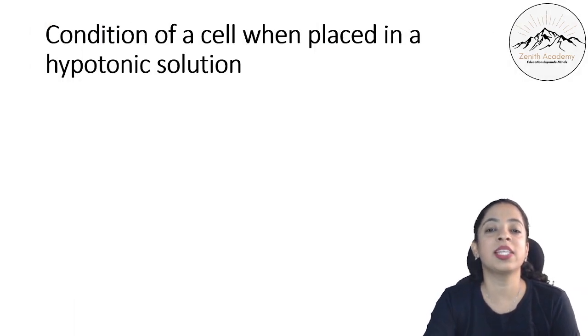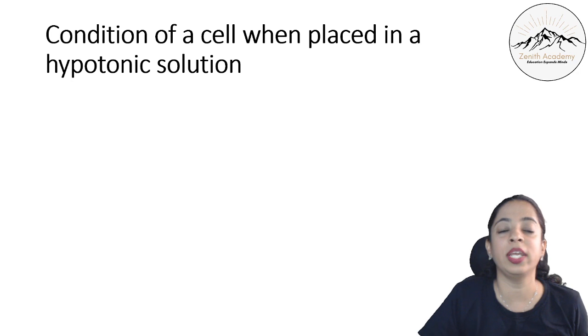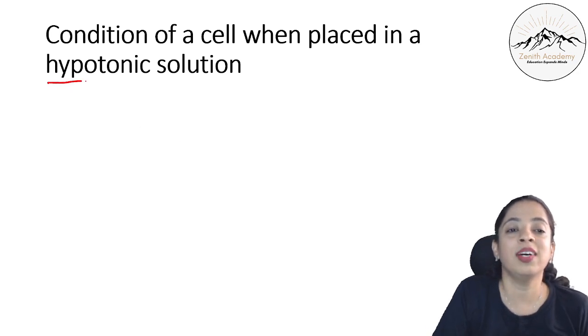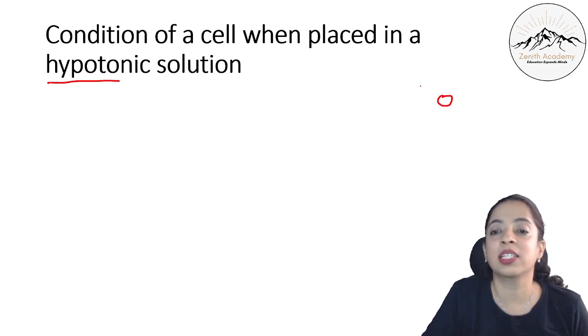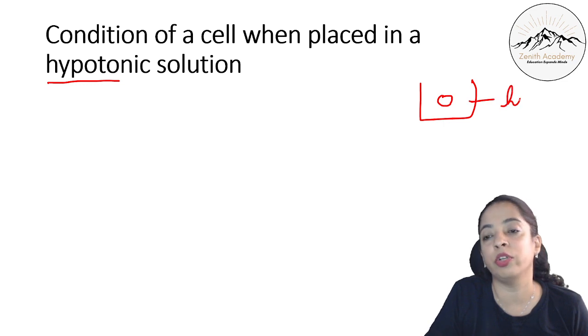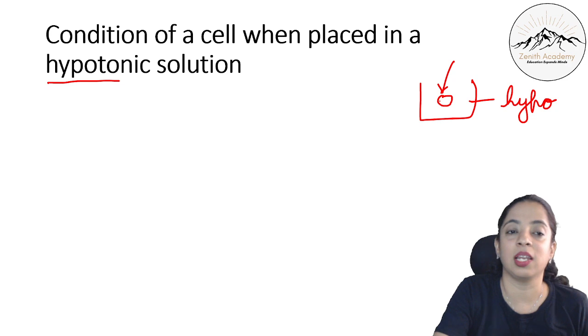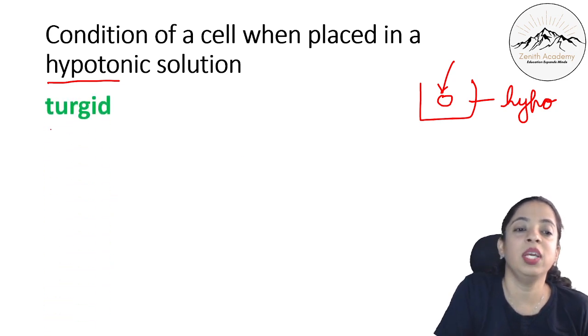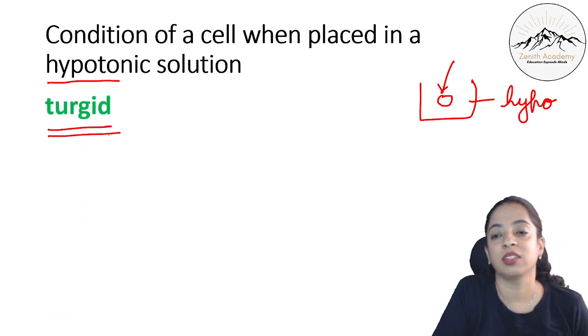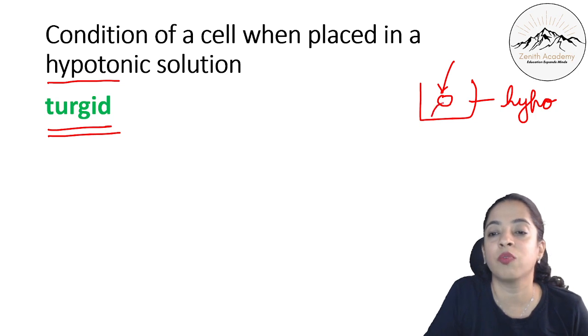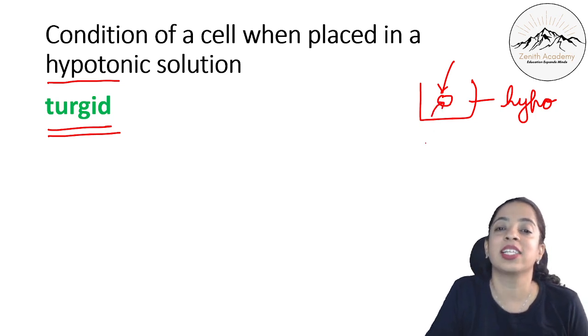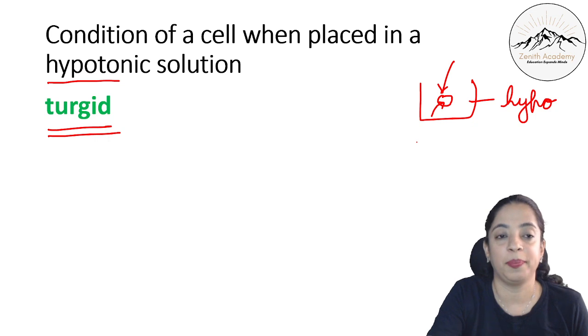Now, the condition of a cell when placed in hypotonic solution. So, whenever any cell is kept in a hypotonic solution, what is the condition of that particular cell? It will be a turgid cell, because from the hypotonic solution the water will enter inside and the cell will become turgid.